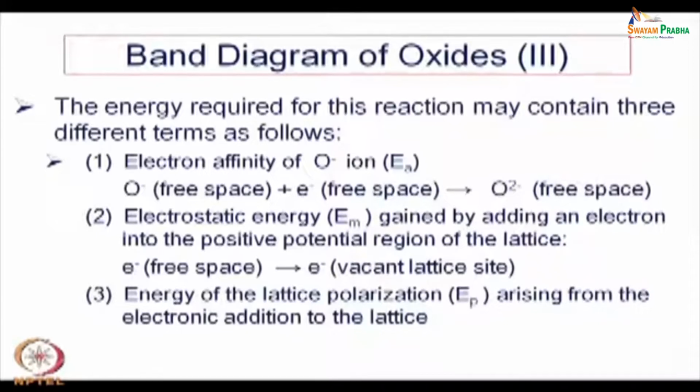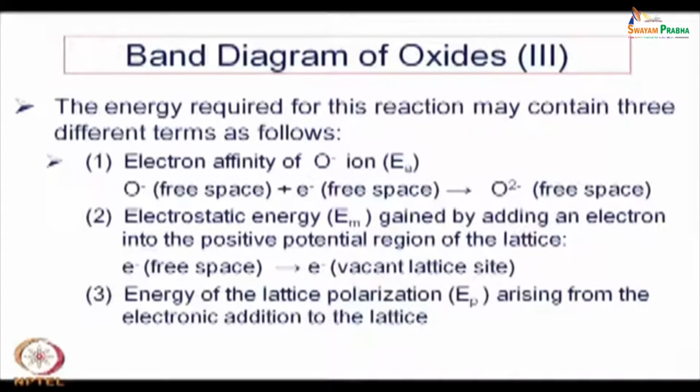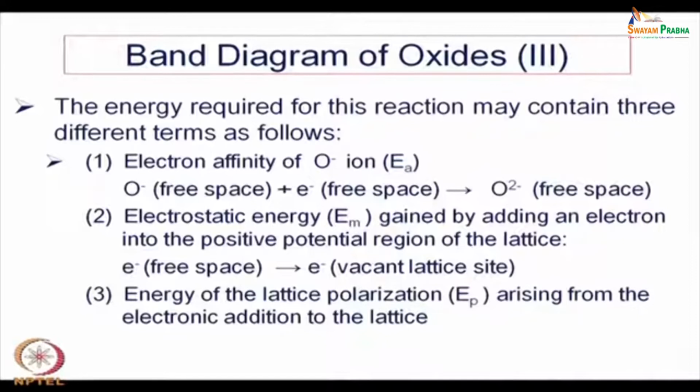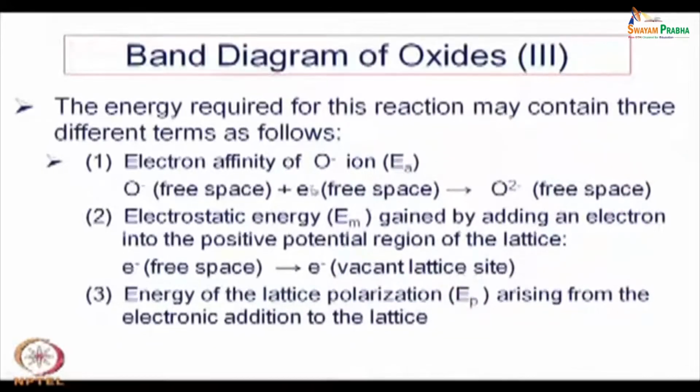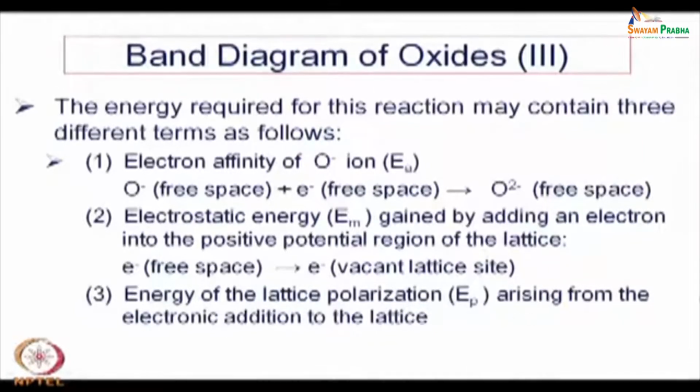So, the electrostatic energy, that is the second term, EM, gained by adding an electron into the positive potential region of the lattice. That means free space is coming to the vacant lattice site, okay, E minus, that is another energy term which is EM. So, this is the first energy term, this is the second energy term, and the energy of the lattice polarization EP arising from the electronic addition to the lattice.